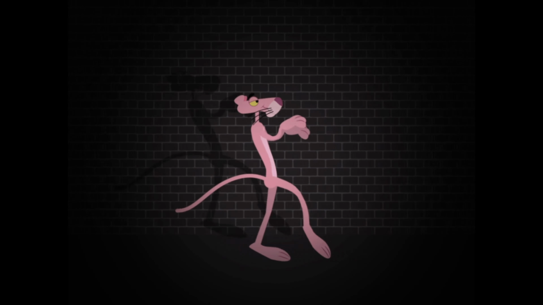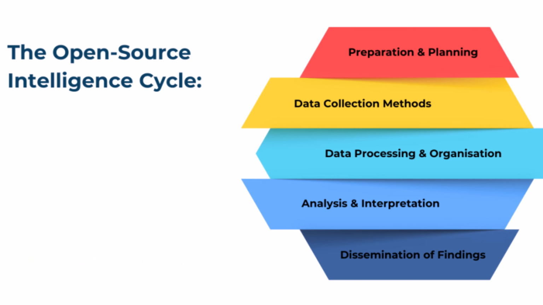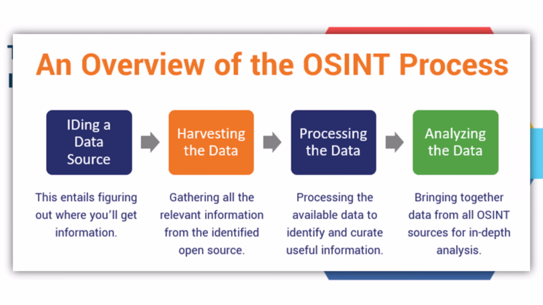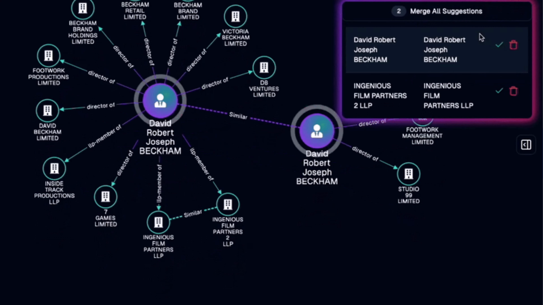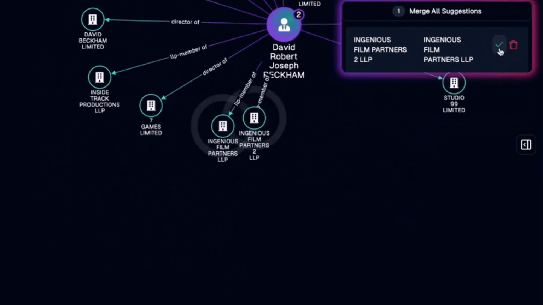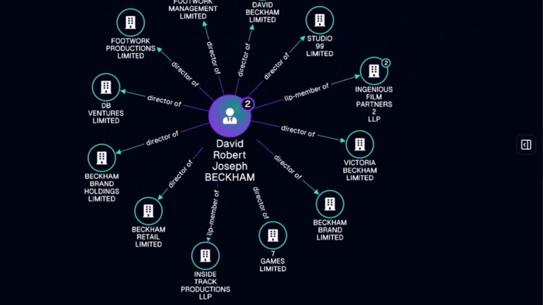Today we are going to discuss what is OSINT or open source intelligence. Open source intelligence, or commonly known as OSINT, refers to the process of gathering information from publicly available sources to analyze and produce actionable intelligence.